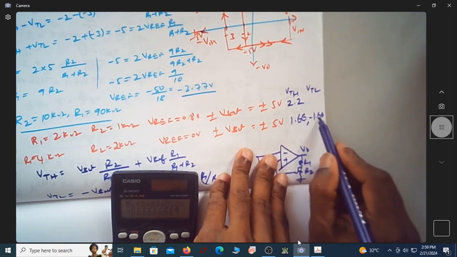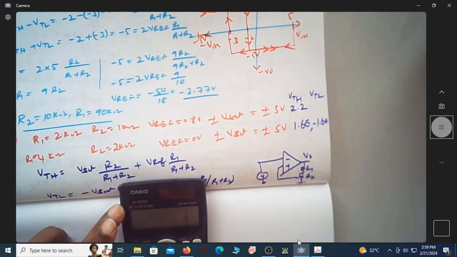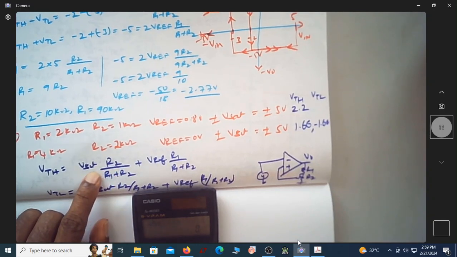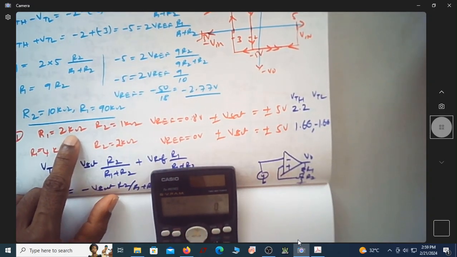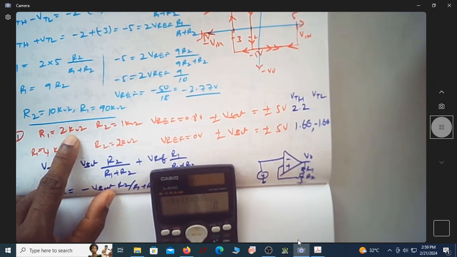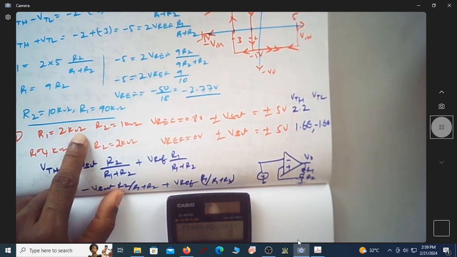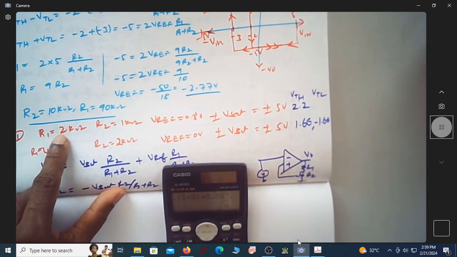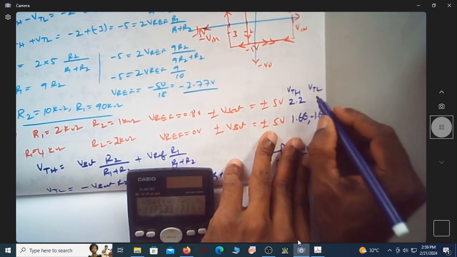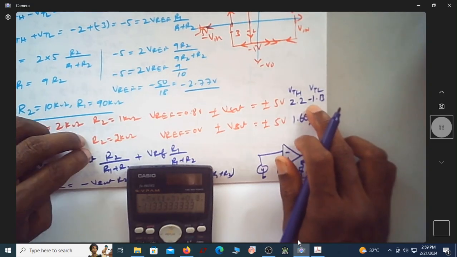So this is 1.66 minus 1, because there is no V reference here. But for this, let me find out. So it is now minus 5 into R2 by 1 by 3, plus V reference is 0.8 into 2 by 3. So I have this as minus 1.13 volt. This is minus 1.13 volt.